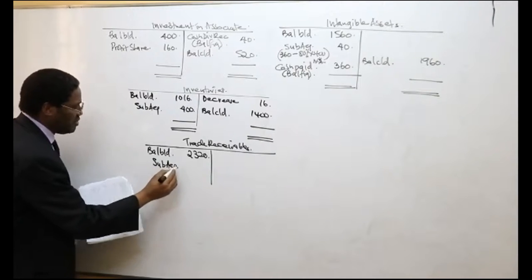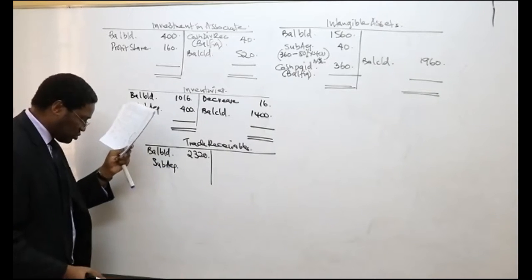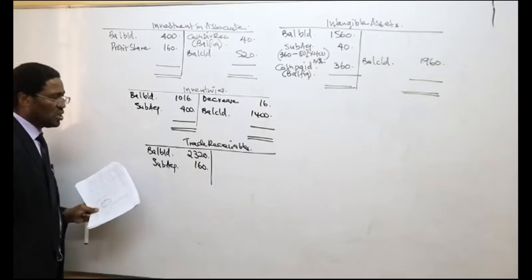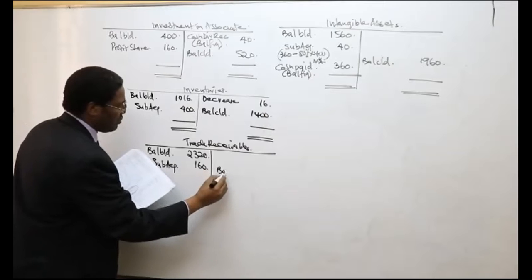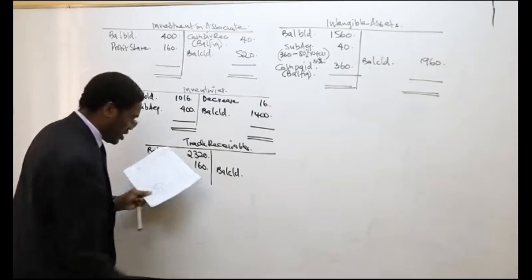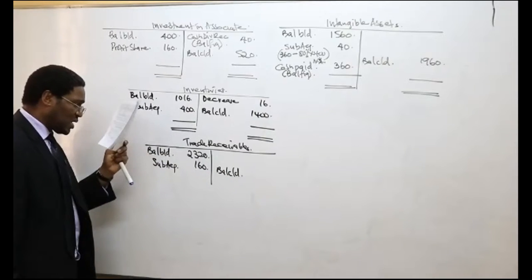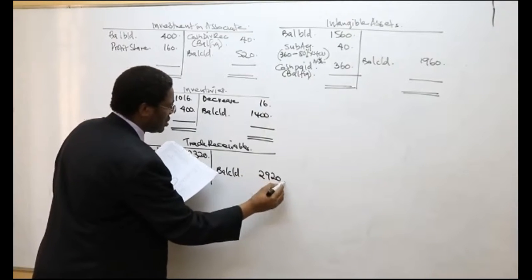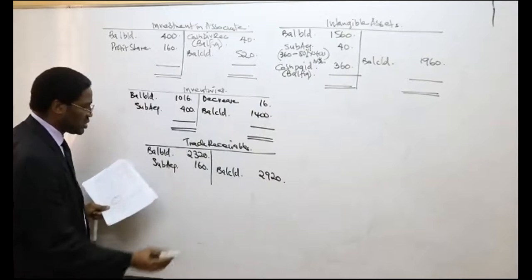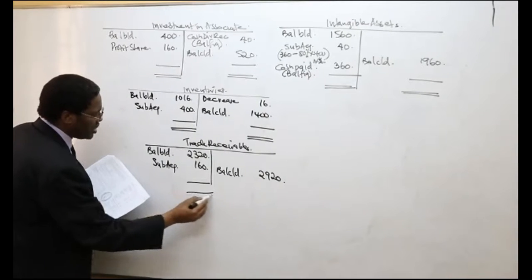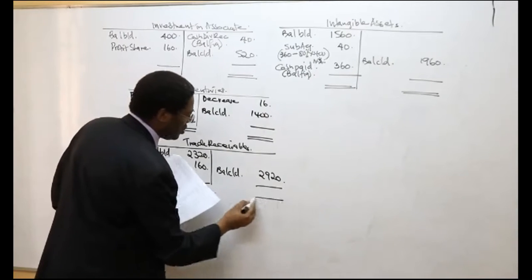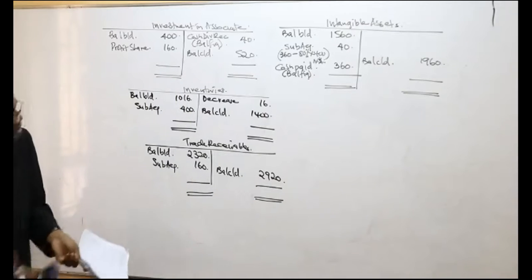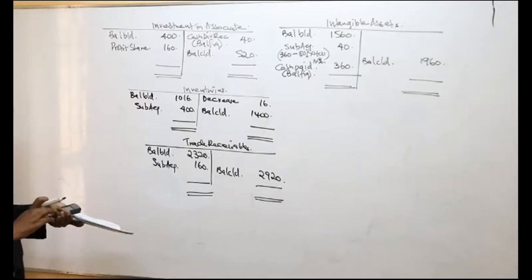We come and debit. According to note number 2, we brought in debtors amounting to 160. Then we carry down the balance by the end of the year. According to the balance sheet this year, we are carrying down debtors amounting to 2920. Then we get the balancing figure again to represent an increase or a decrease in debtors.